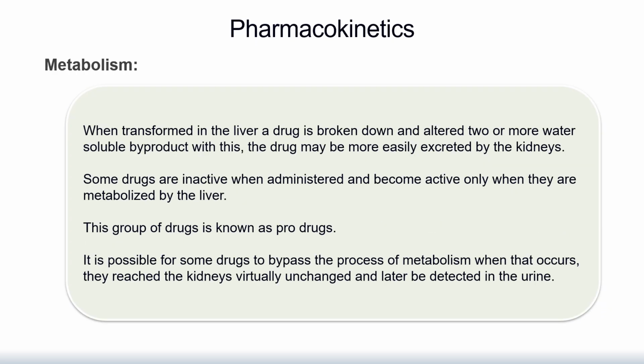When drugs are metabolized, particularly in the liver, a drug is broken down and altered into one or more water-soluble byproducts. With this, the drug can be more easily excreted by the kidneys. Some drugs are inactive when they're administered, and they become active only when they're metabolized by the liver. This group of drugs is also known as prodrugs. It is possible for some drugs to bypass the process of metabolism, and when that occurs, they reach the kidneys virtually unchanged and later can be detected in the urine.